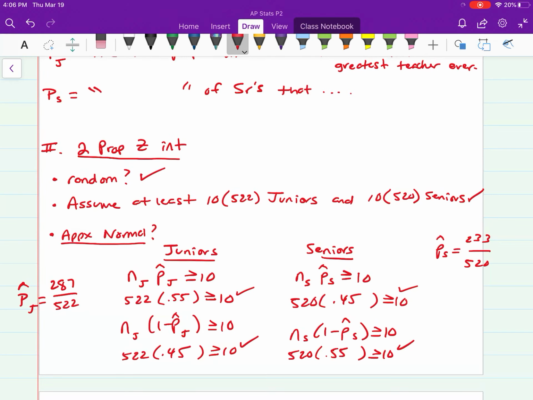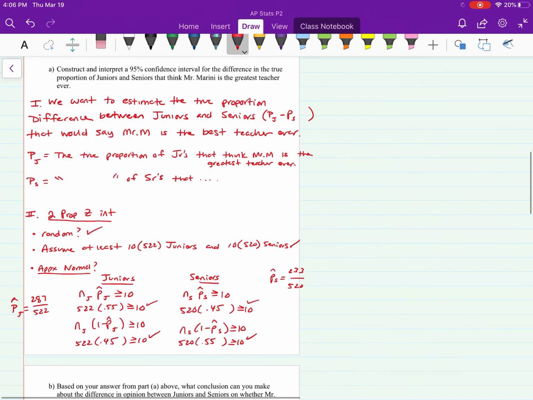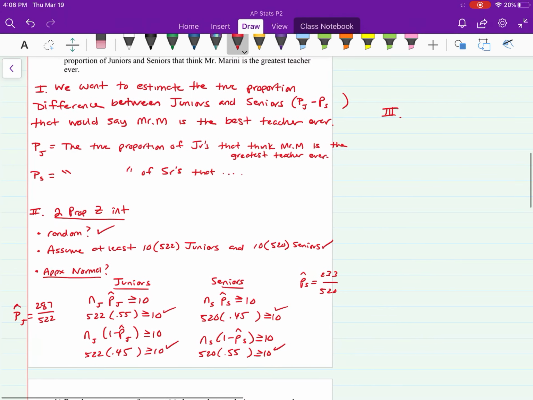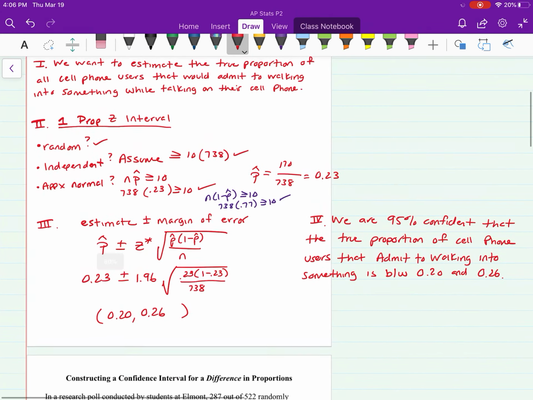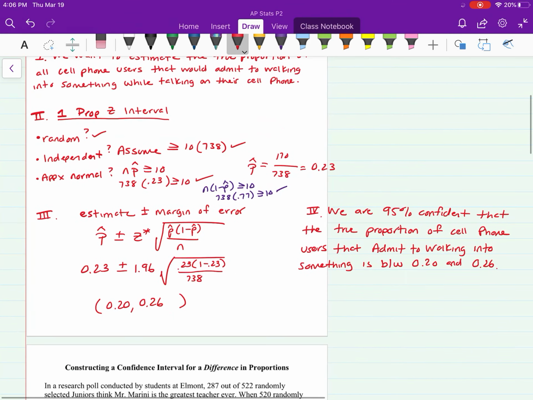A little bit more work than a one prop z interval, but hopefully you get the idea. You've got to check juniors and also seniors. Step 3, formula time. Now, it's estimate plus or minus margin of error. For a one prop z interval, which we saw over here, that was p hat plus or minus z star square root p hat 1 minus p hat over n.